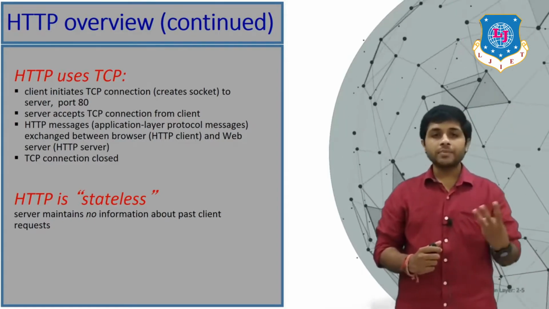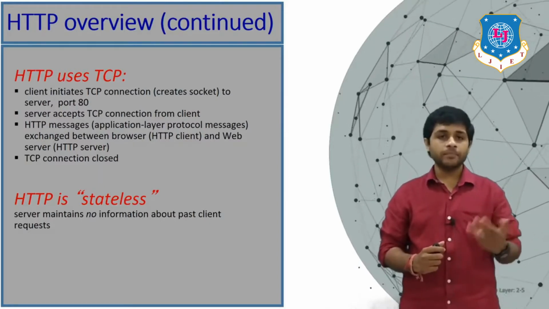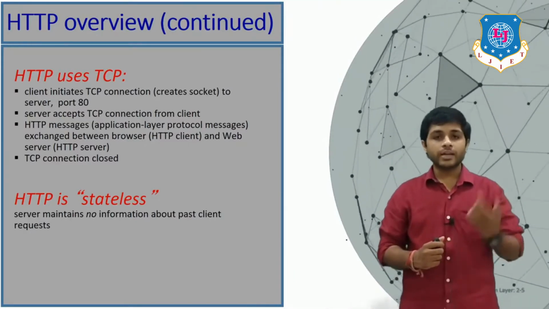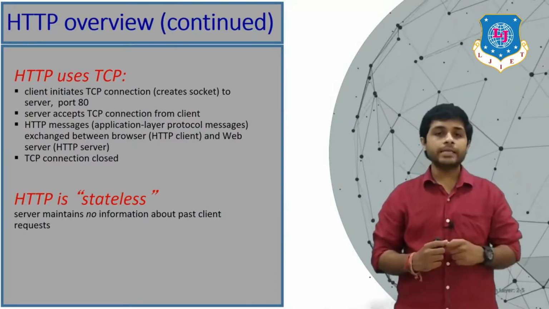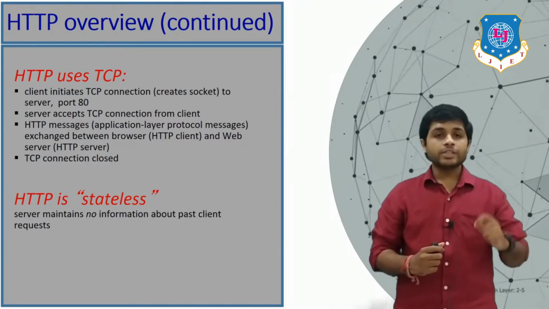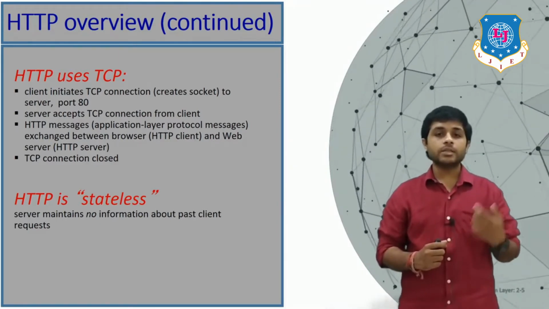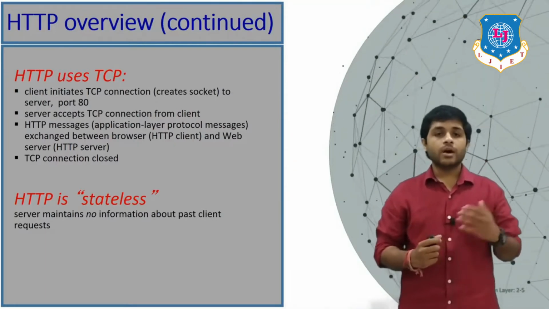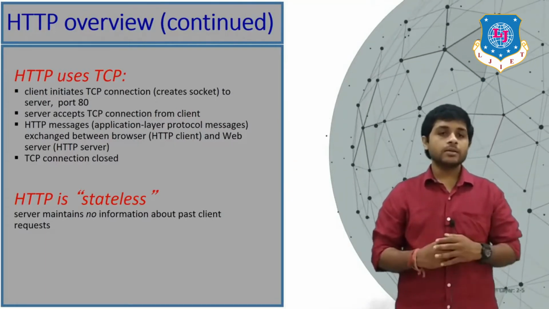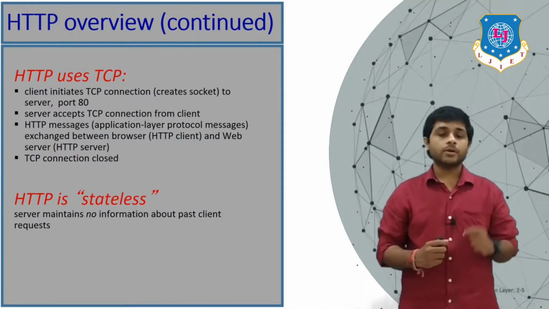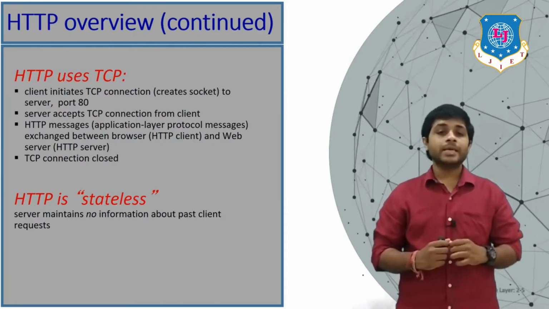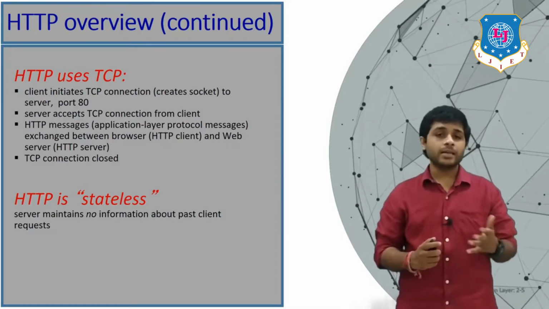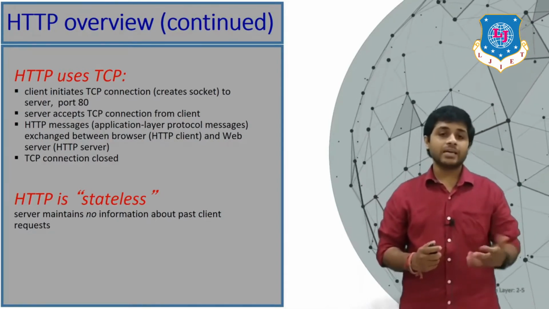So there are three main steps for HTTP. In the first step, a connection is established. After the connection is established on port number 80, the HTTP messages are transferred between the client and the server, and after the messages are transferred and all the communication is done, the connection is terminated. One thing about HTTP is that it is a stateless protocol. It means that it does not maintain any history about any clients.